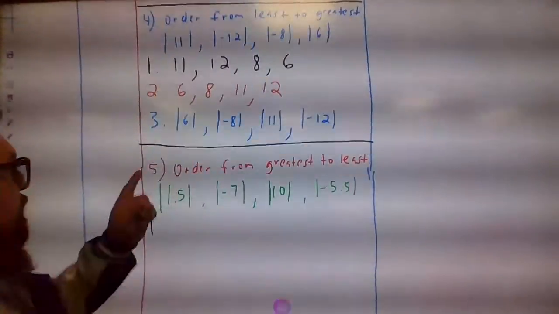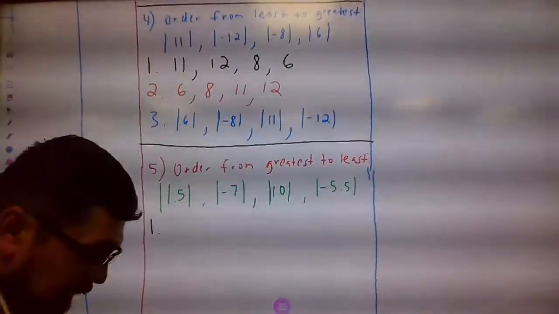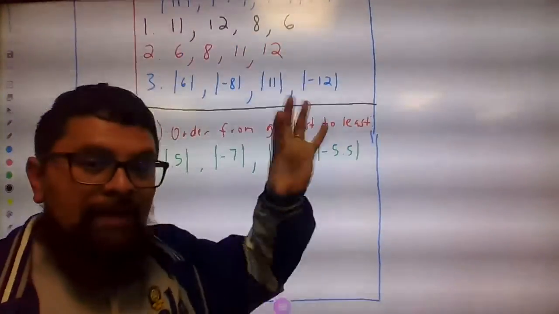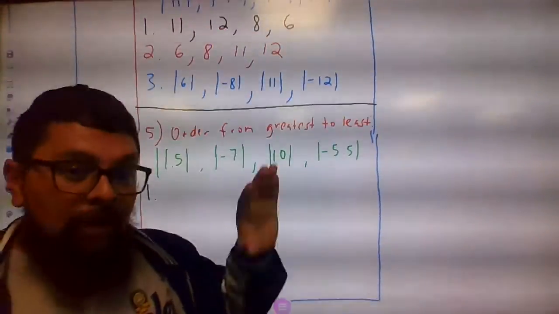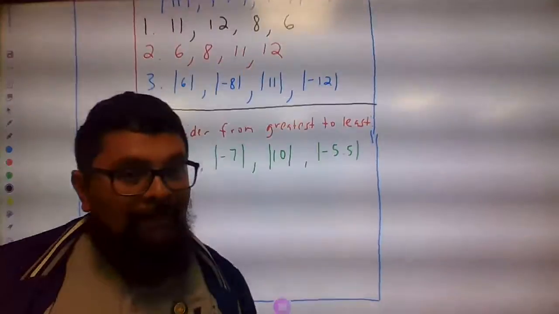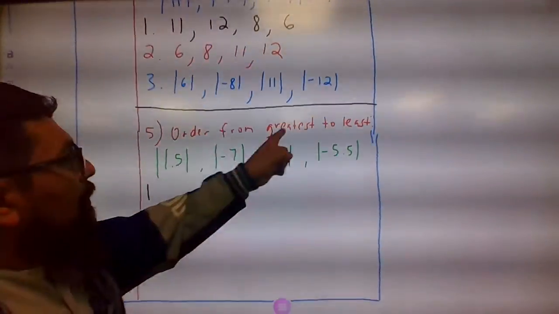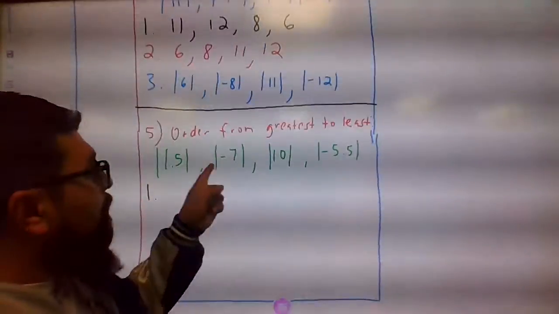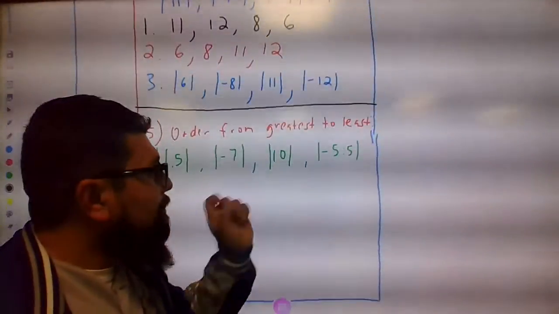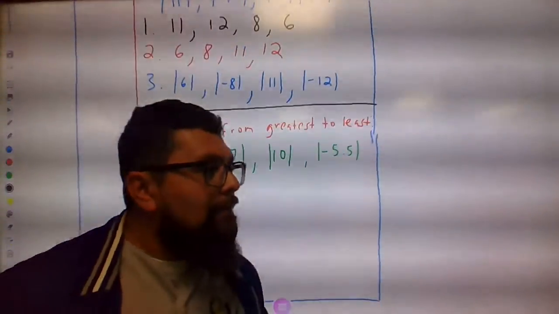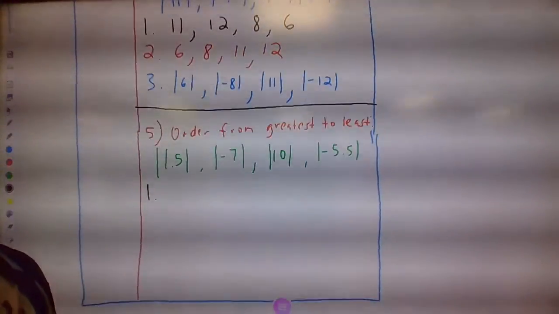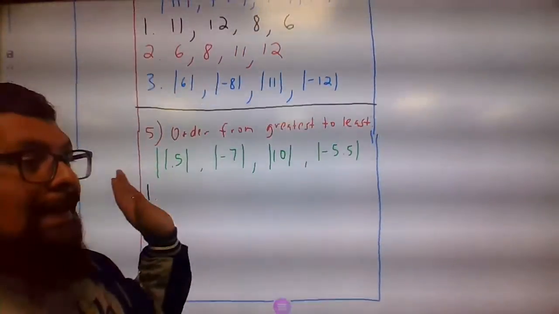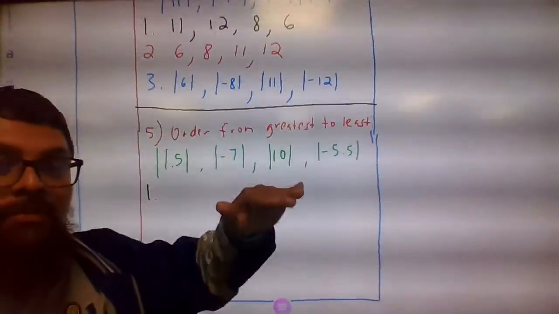All right, so here's example number 5, which, like I told you, is right here on the bottom of this slide. You're either doing it on here, writing the actual work down, or you're just doing the work on the slide. So order from greatest to least. I have the absolute value of 1.5, the absolute value of -7, the absolute value of 10, and the absolute value of -5.5. We got to get the absolute values of each, so change them to regular numbers.